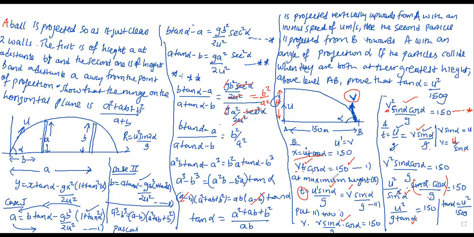Now, this is not the question. That's not the proof the question asked. The question asked for range. But we have got tan what? Alpha.